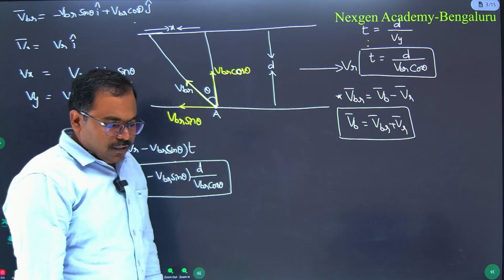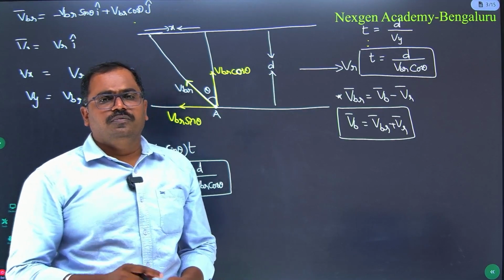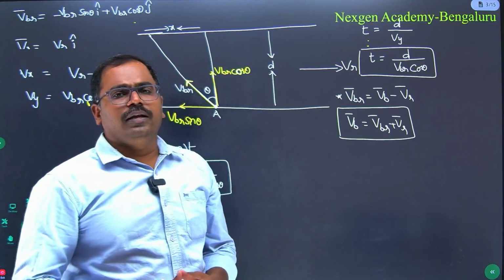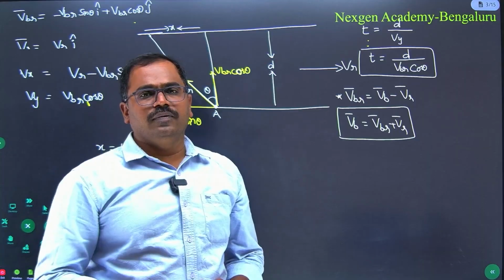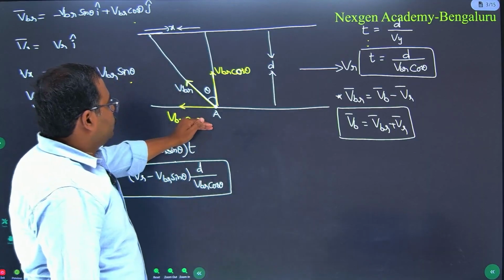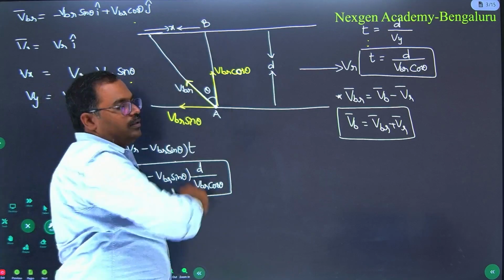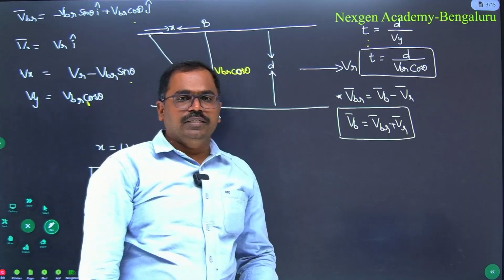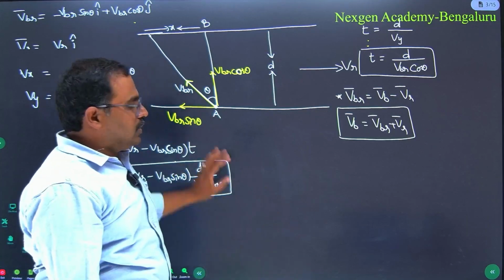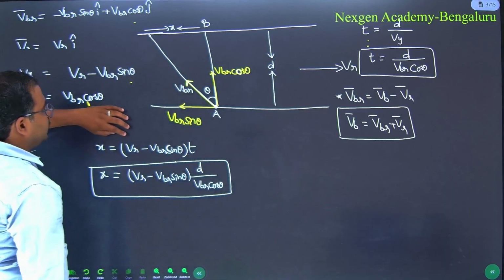In this context, usually we will get two types of questions. The first kind of question is, what is the minimum time taken to cross the river? The second kind is, if the boat wants to reach the opposite bank exactly, what should be the angle with which the boat has to be started? These two kinds of questions we will usually get on this concept. Let me take those two situations here. First of all, minimum time.